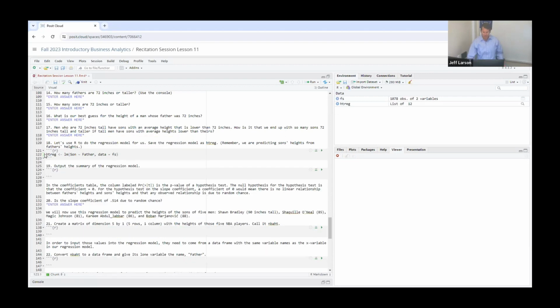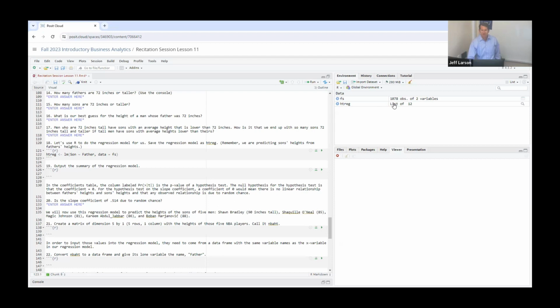Okay, nothing gets outputted. It gets saved into HTReg. Remember our second week of the class, we talked about lists. We have not done anything with lists since then. Almost everything we've done has been data frames. The output of a regression model is saved in a list.